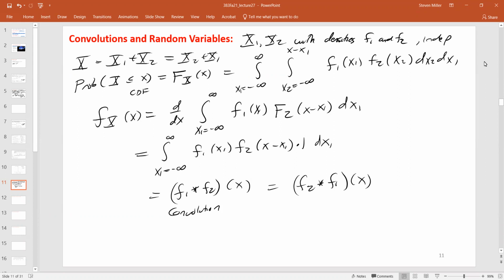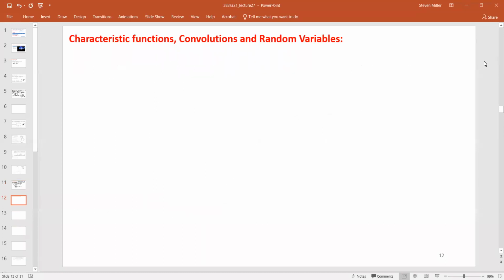We know the derivative of a sum is the sum of the derivatives, but the derivative of a product is not the product of the derivatives. You have a more complicated formula. This suggests we might want to study the Fourier transform of a convolution. So let's see if I can do this correctly. Let f be f star g. Let's do f1 star f2.